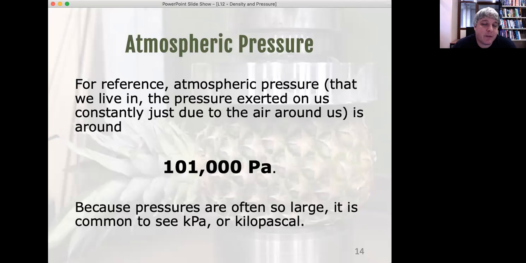atmospheric pressure. Atmospheric pressure is 101,000 Pascal. So just as we said 1 Pascal is very small, atmospheric pressure, 101,000 Pascal, is actually very large. Not huge, it's what we live in, but it is a surprisingly large amount.